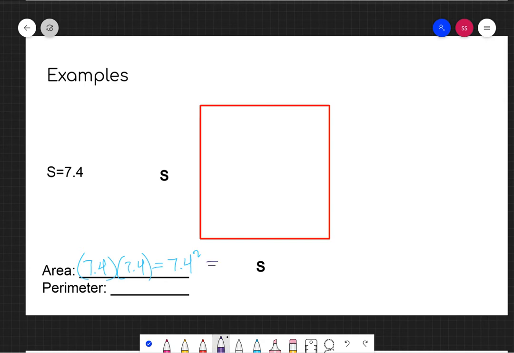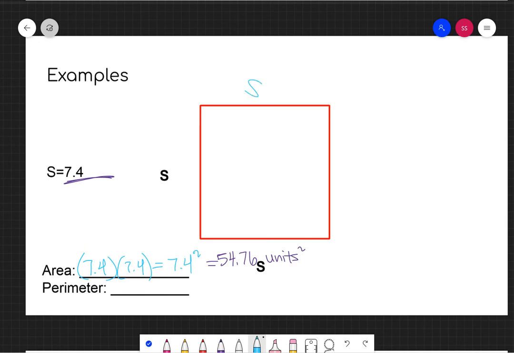Either way though, when we do that, 7.4 squared or 7.4 times 7.4, we get a grand total of 54.76 units squared. Now I'm saying unit squared because it didn't actually give us a measurement like centimeters or inches or meters. So we would say unit squared.